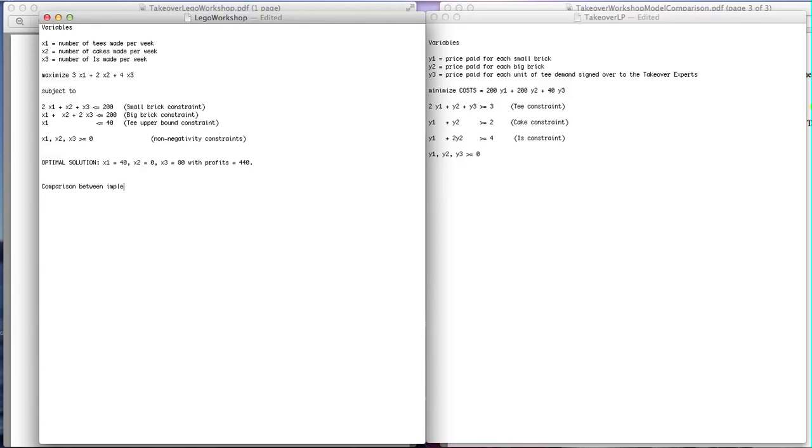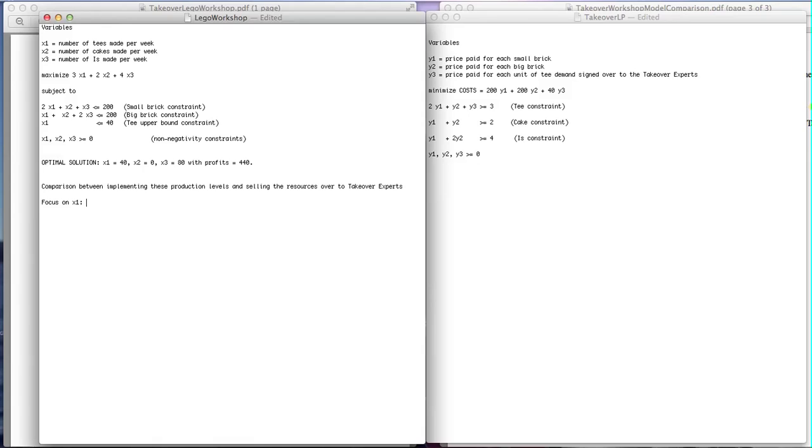So what we want to establish is a comparison between implementing these production levels and selling the resources over to the takeover experts. So right now, let's focus on one production level. We're going to focus on the T's.